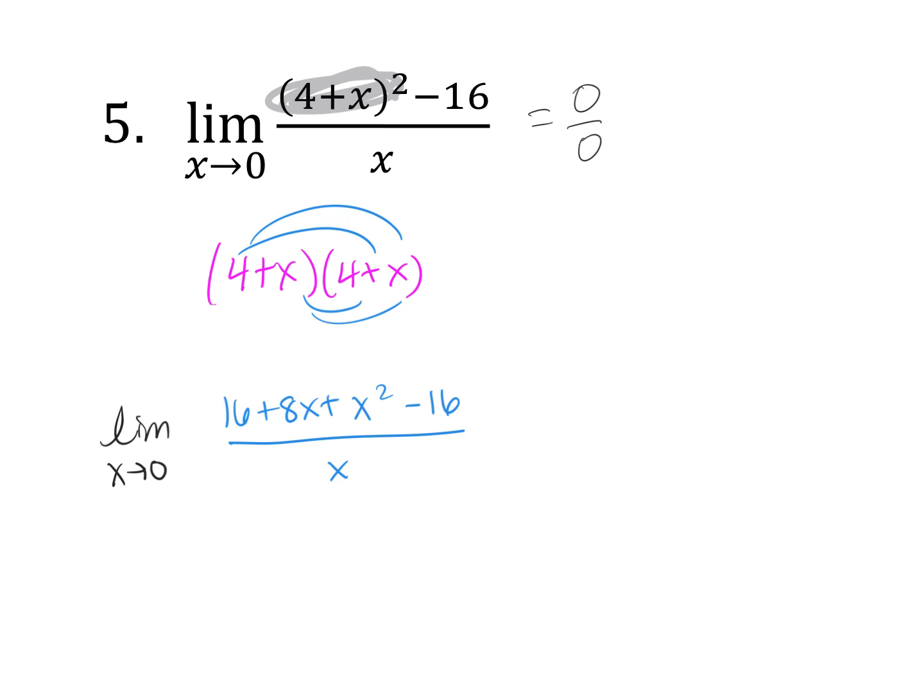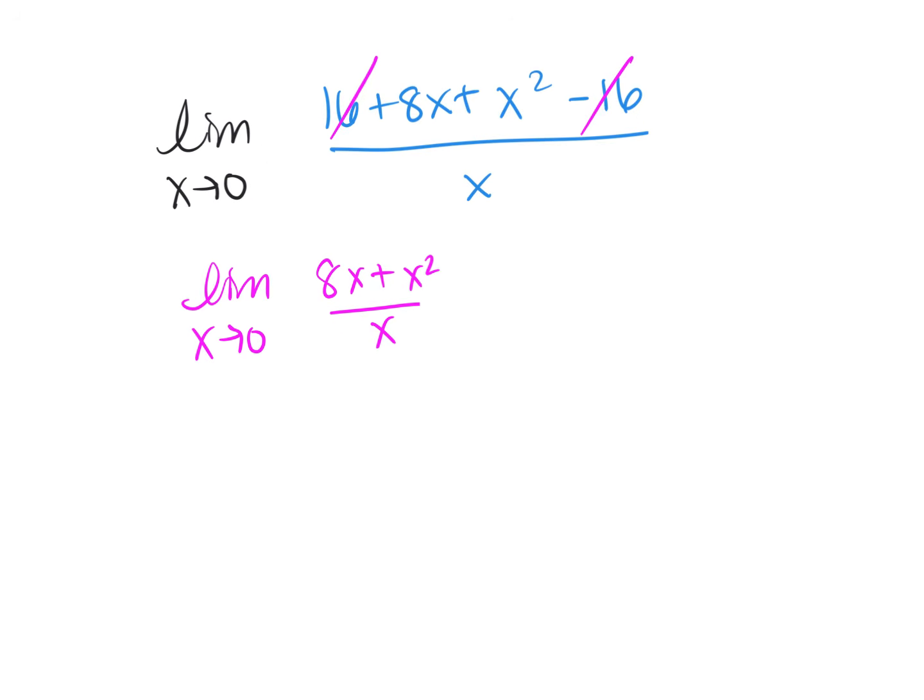Does anything cancel out now? 16 minus 16 is 0. So now I'm left with the limit as x approaches 0 of 8x plus x squared all over x. If you plug in that 0 now, what would I still get? 0 over 0, but we know the answer should be 8. Do we have anything in common that we can cancel out? Every term has an x.